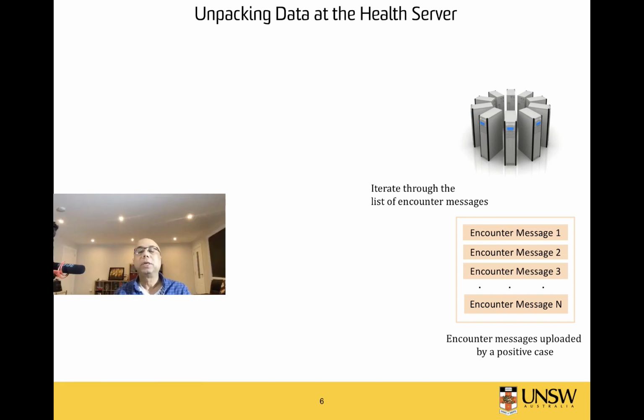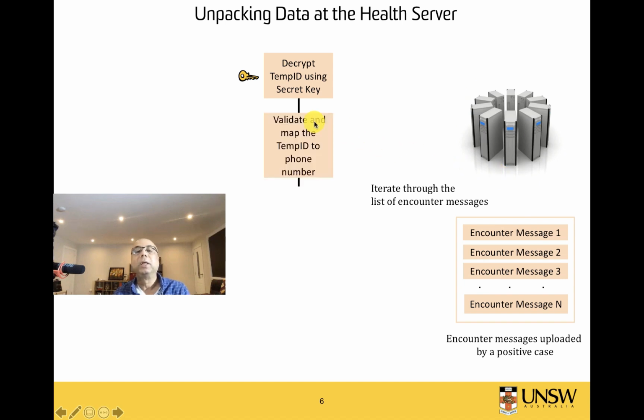Now, how is this record being used? Basically, health authorities would be checking all these encounter messages. They are the only people who can decrypt this because they have the key. So if your temp ID is broadcast to someone else, they will not be able to map it to your phone outside of the health organization. Once they have the mapping, they will figure out whose phone number it is, and then they will look at all the records and try to figure out how far you've been from some person, and for how long, because there will be multiple records.